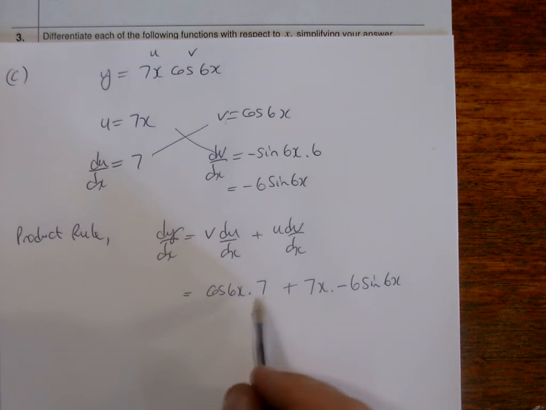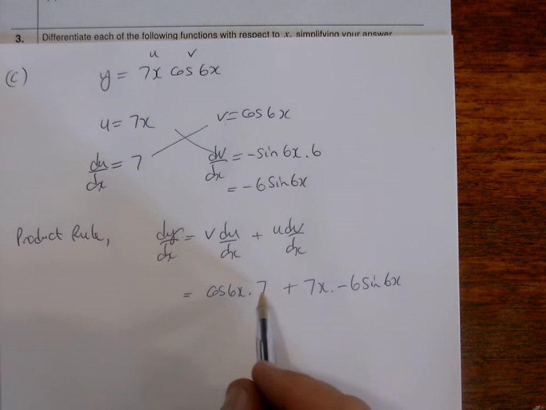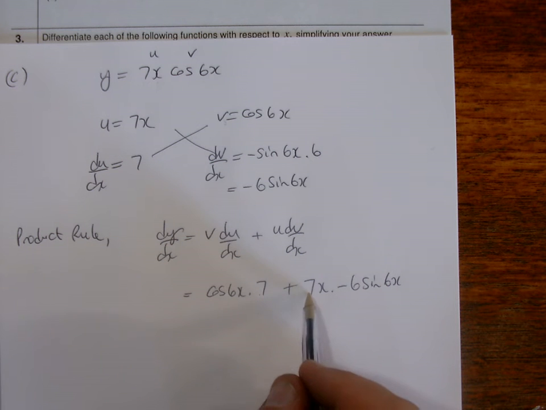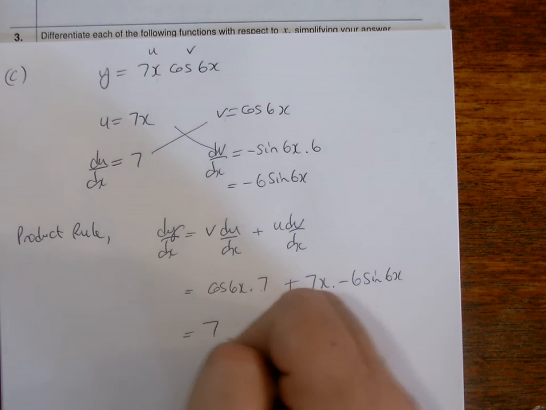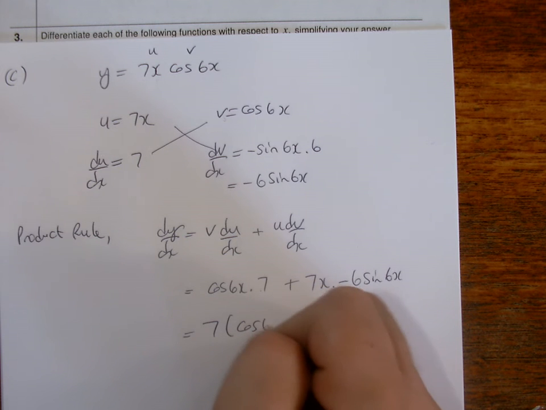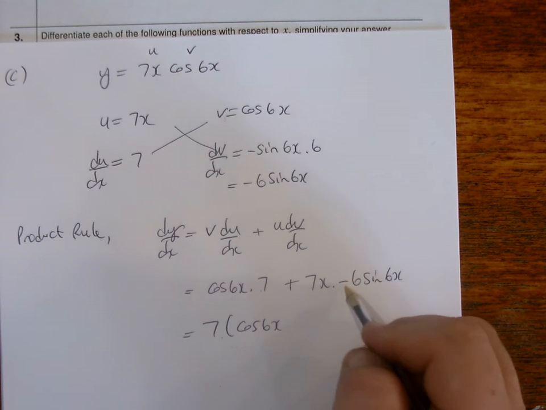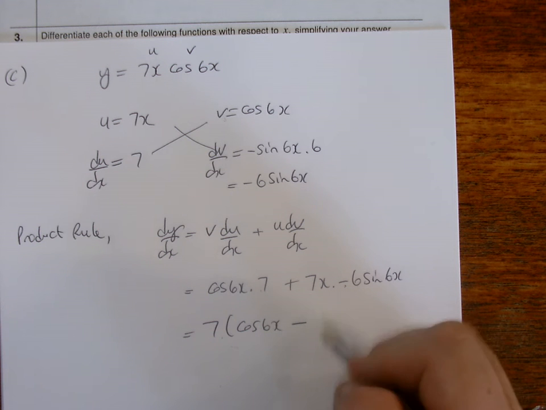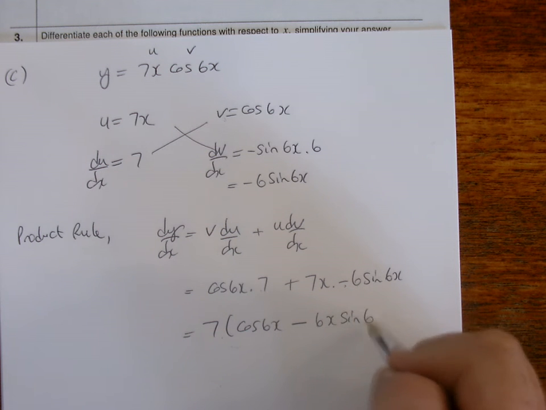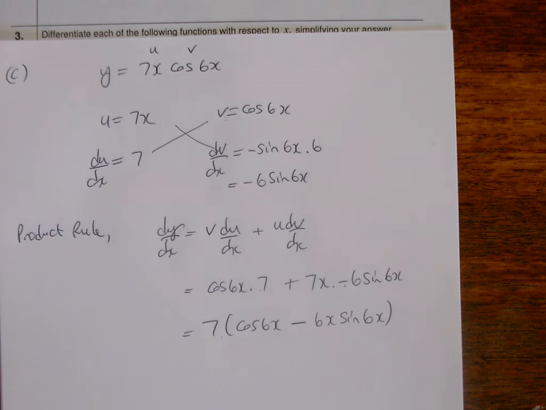You might see then that we've got a common factor of 7, because I've got 7 here, 7 there. So we could factorize out that 7 straight away. So I get cos 6x there, times by that 7 to give me that. And then there's a minus, don't forget, right? The minus there, and then of course you've got 6 times x of sine 6x. Okay, so that's what we get there when we fully factorize that.